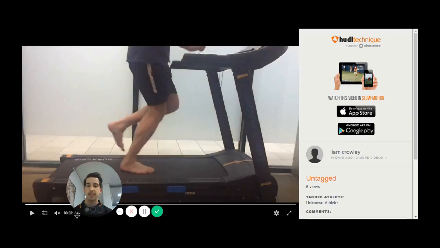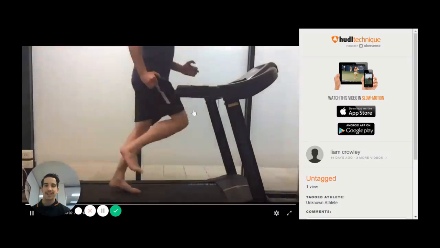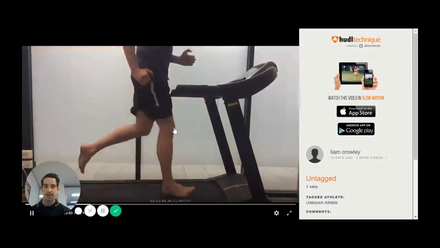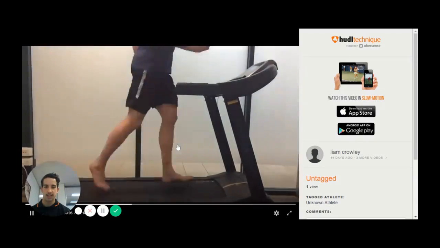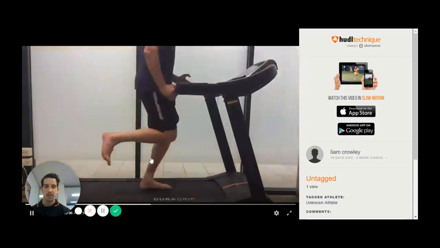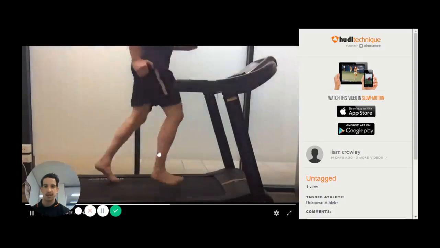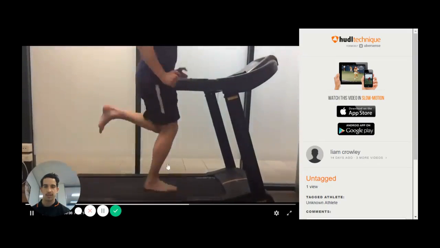So now we're going to the next video. Our last video is a runner that displays primarily a really bouncy running technique. You can see a little bit of overstriding as well, but mainly they're just displaying that increased vertical oscillation. So really bouncy.